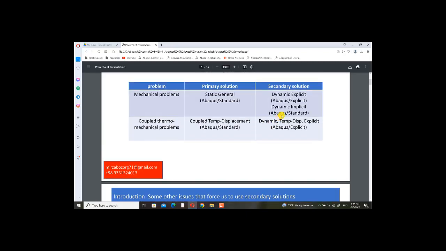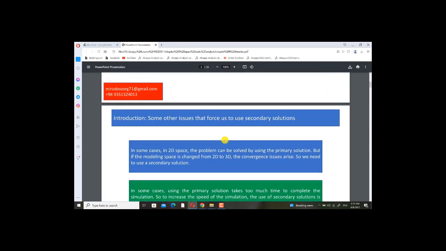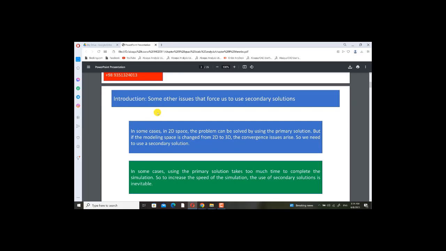Here I have mentioned secondary solution. It means that first we must try using these steps, and then if we face convergence issues and we cannot solve them, we must switch to these steps. They are alternatives. And there are some other issues that force us to use secondary solutions.